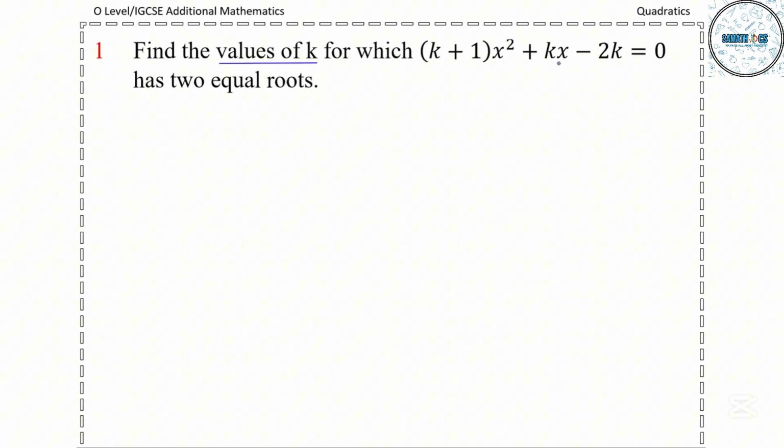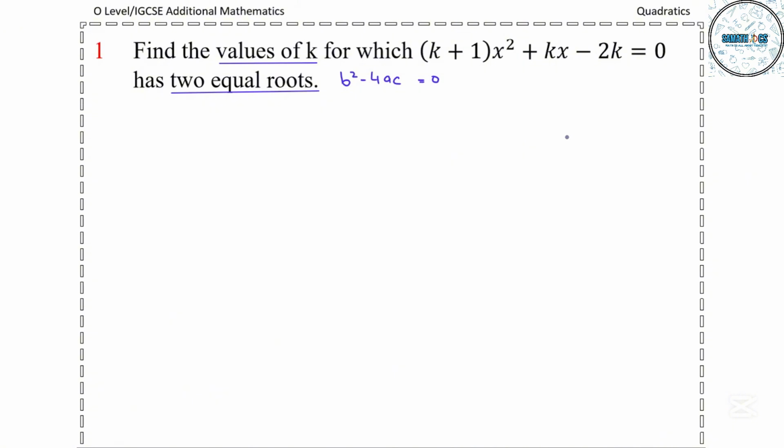You can see this is a quadratic equation. Has two equal roots. You have to look for the keywords. Here it says two equal roots. When do we get two equal roots? When we have b squared minus 4ac is equal to 0. So it means that we have to apply b squared minus 4ac discriminant to find out the values of k.